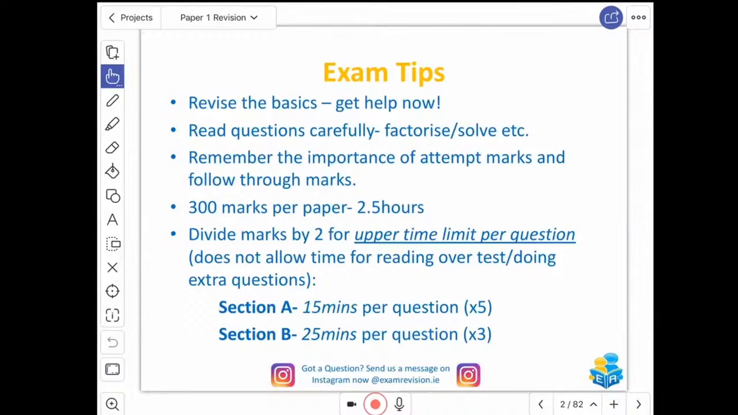It's just, I suppose, to highlight them and to ensure that we're keeping them in the back of our minds when we're doing our own revision for mock exams and for assessments that we have coming up. So number 1 is very obvious, but I'm going to say it anyway: revise the basics.